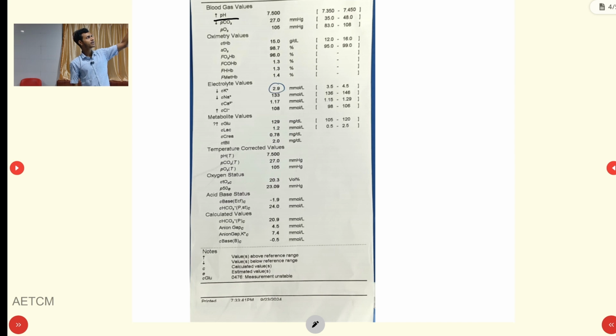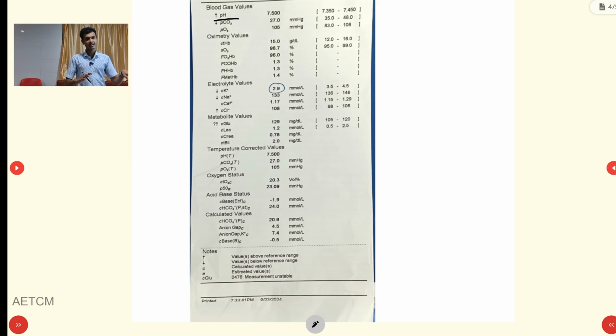So PCO2 you can see it is 27. So PCO2 is declining, so both are in opposite directions. So it is giving a clue that something is related to a respiratory pathology or respiratory disorder. So by this you can conclude a respiratory disorder. Which disorder are you suspecting? Respiratory alkalosis.